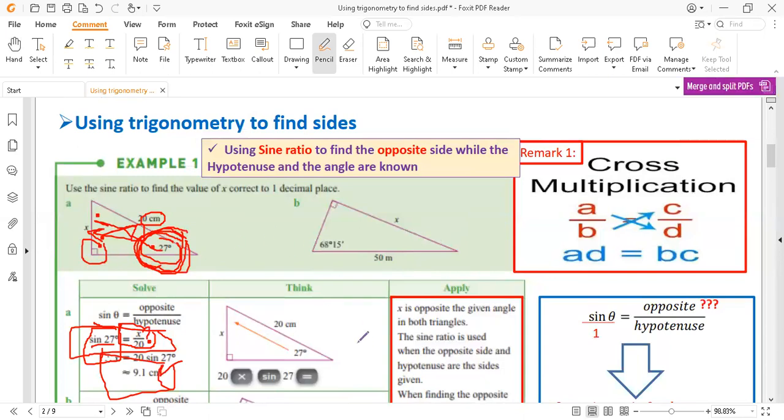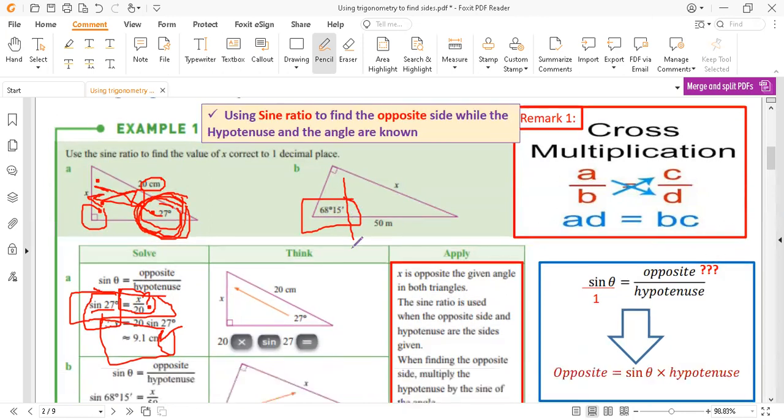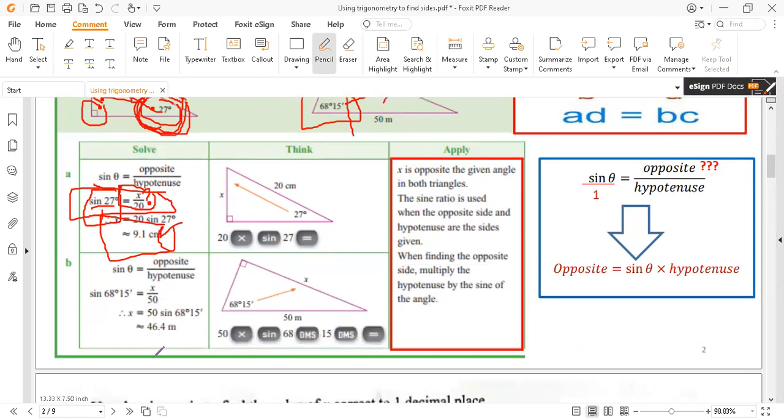Similarly, in the next example, we have this angle, and this angle is given to the nearest minute. So we have 68 degrees, 15 minutes. So sine of 68 degrees 15 minutes equals the opposite over the hypotenuse, over 15 meters. And we use the cross multiplication after that.